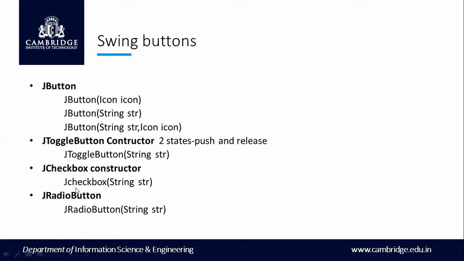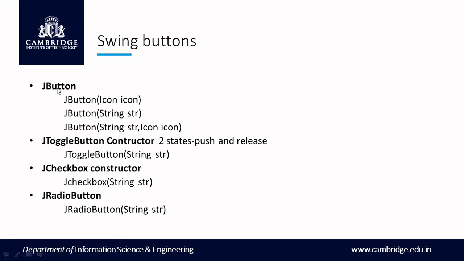That is called a checkbox. So JCheckBox is the name of the component. You are going to supply the name of the button by using the string str. The next type of button is JRadioButton. JRadioButton means there will be a small circle inside which there will be a solid dot. That is the JRadioButton, which can be specified. The name of the radio button can be specified using the constructor, and it can be passed to the parameter called str. These are the different Swing buttons that are available.